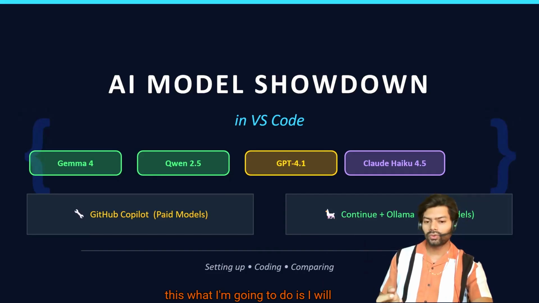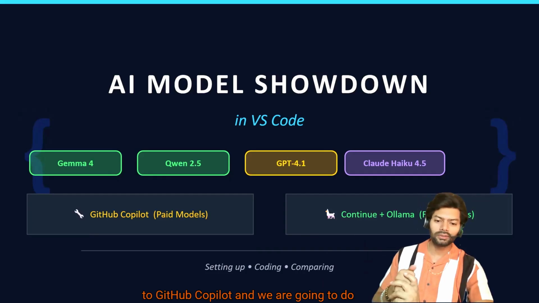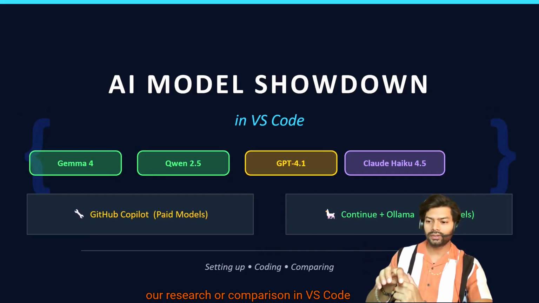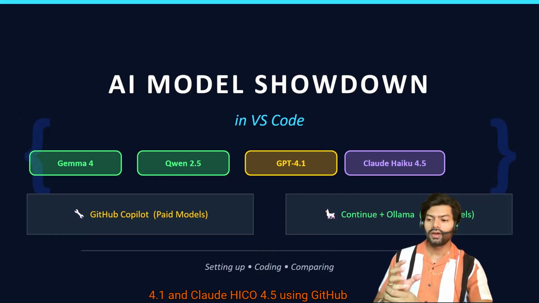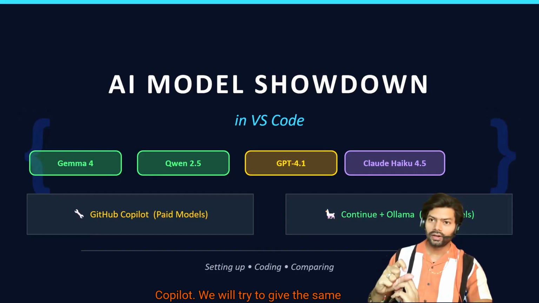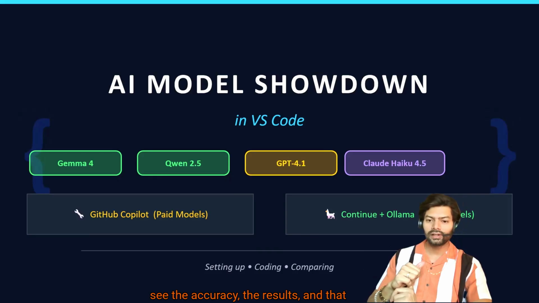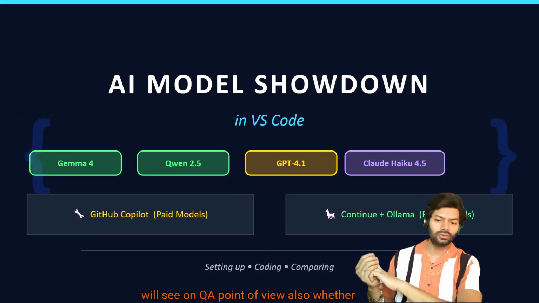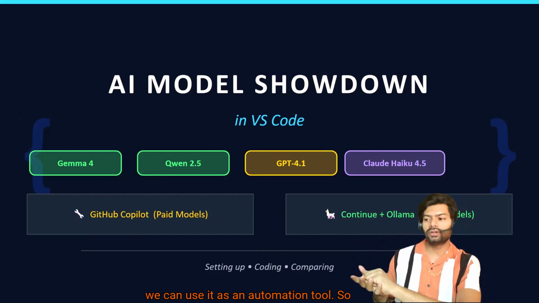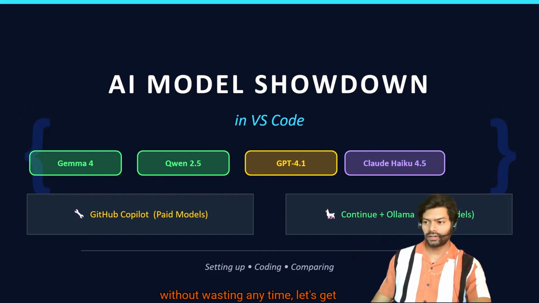And in this, what I'm going to do is I will install the Continue tool. It is very similar to GitHub Copilot, and we are going to do our research or comparison in VS Code. And I will have my paid models like GPT 4.1 and Claude Haiku 4.5 using GitHub Copilot. We will try to give the same prompt to all four, and then we will see the accuracy and the results, and we will try to judge on our basis, and we will see from a QA point of view also whether we can use it as an automation tool. So without wasting any time, let's get started.